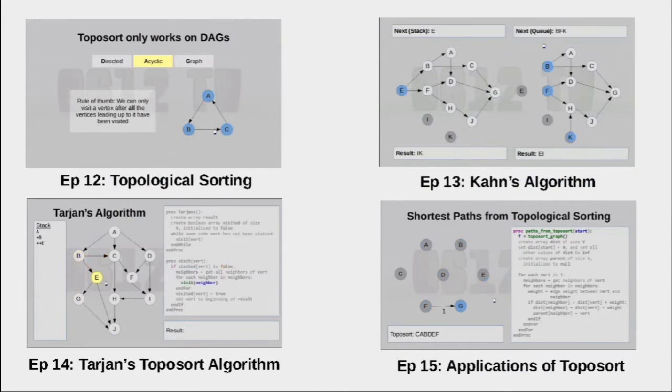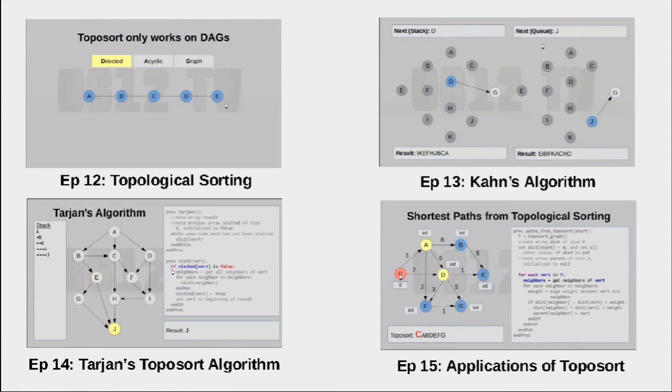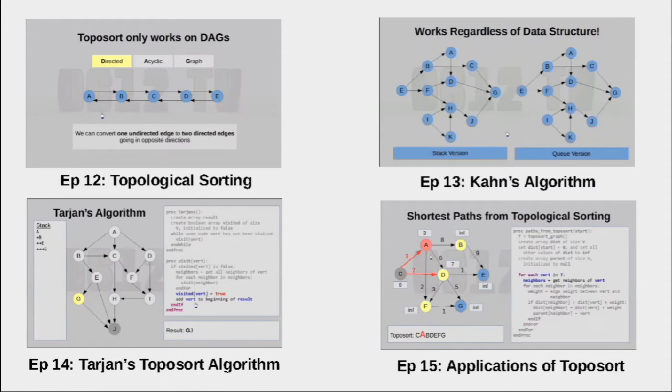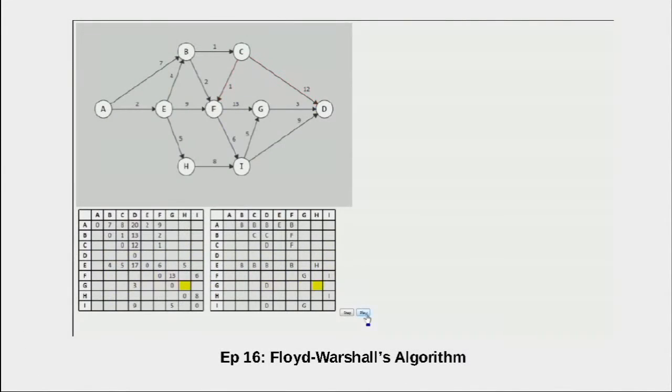For episodes 12 through to 15, we took a look at topological sorting. We first tried to understand what a topological sorting even is. Then we looked at Kahn's algorithm as well as Tarjan's toposort algorithm to see how this problem can be solved. We then tried to link it all back to pathfinding. For episode 16, we looked at the all-pair shortest path problem, using Floyd-Warshall's algorithm as a solution.